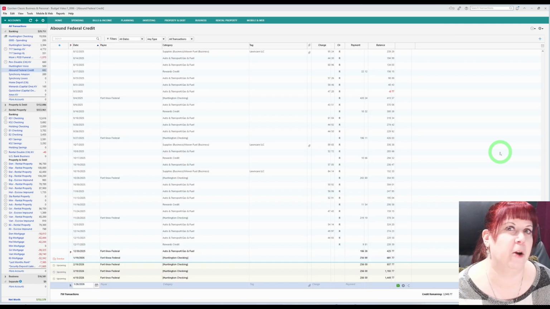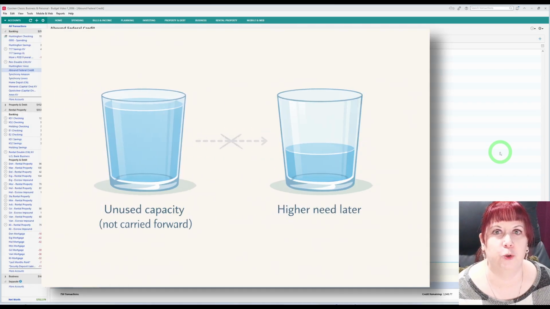Now, there's one more layer that affects how this feels. Rollovers. Rollover controls what happens to unused capacity from an earlier month. In this example, there was unused capacity earlier, but it wasn't carried forward. Later on, the need is higher, and it feels more painful because that earlier capacity isn't available anymore.